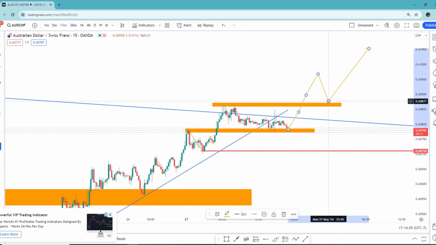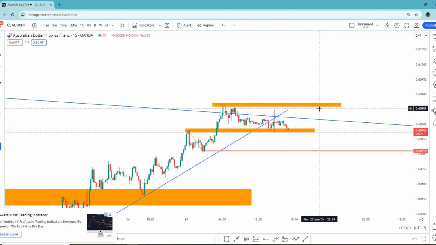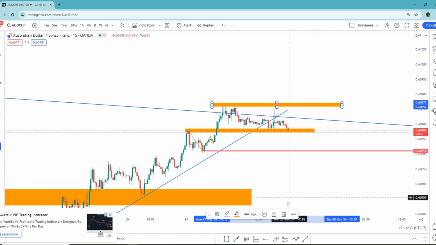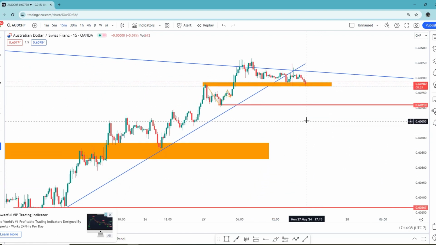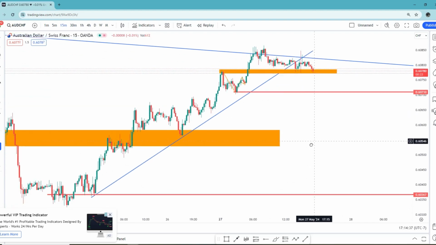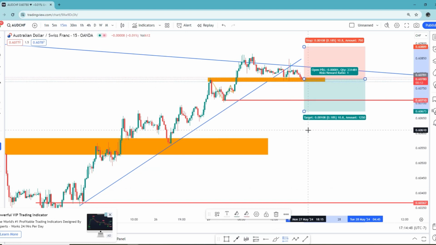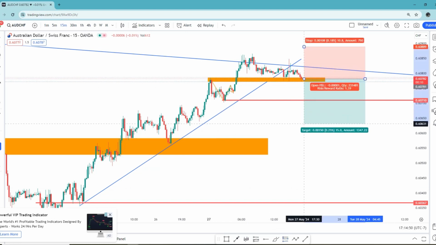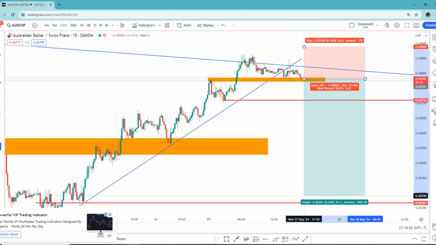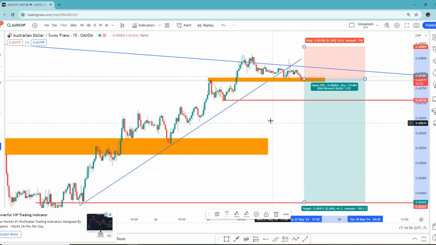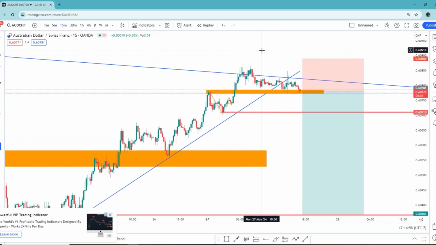Any question? By the way, this is not what we're expecting. What we're expecting right now is this. Let me put everything back as it was. This is what we're expecting right now from the market. This is what we're expecting from AUDCHF. Something like this.